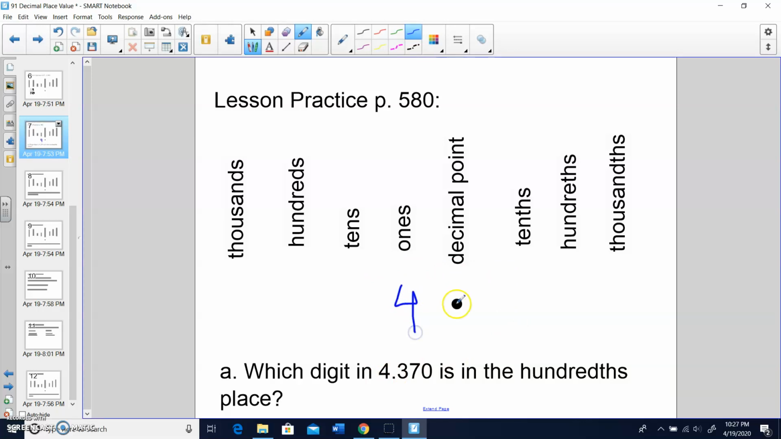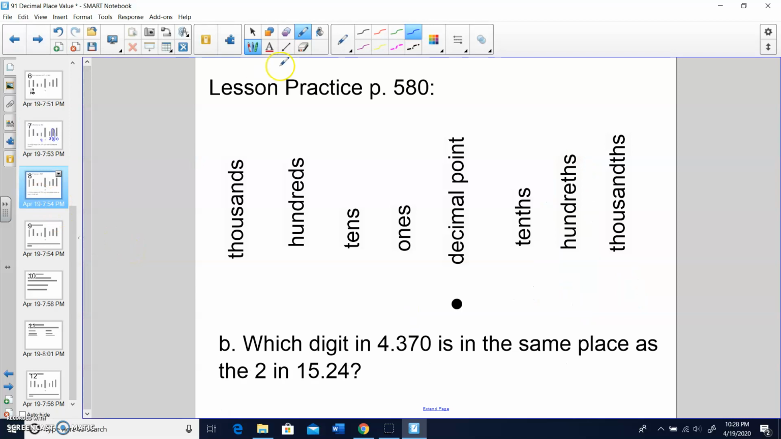So 4, decimal point, 3, 7, and then 0. Okay, so I can see which digit's in the hundredths place. Right here. So the digit in the hundredths place is my 7.